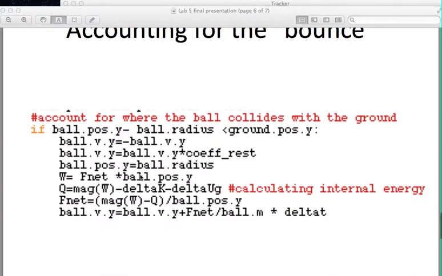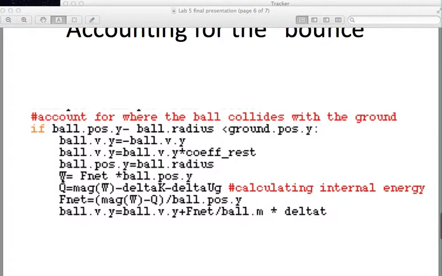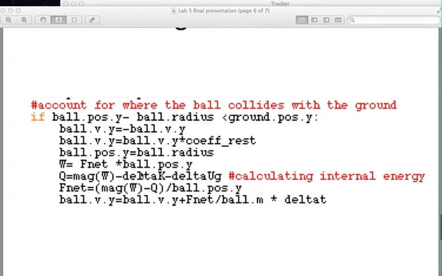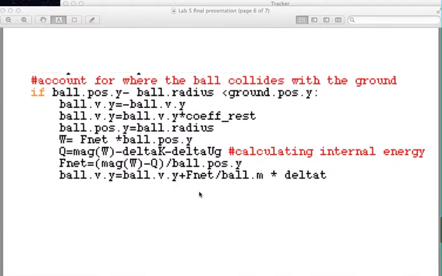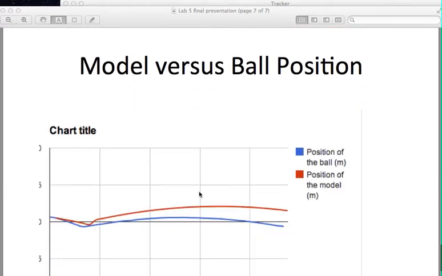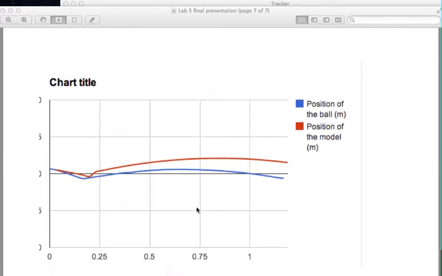And then from there, I calculated the work as the F net times the ball position, and then found the internal energy using the energy principle by subtracting the delta K and the delta gravitational from the work. And so from there I could find the new velocity adjusted with the internal energy. So this is the model versus the ball position.